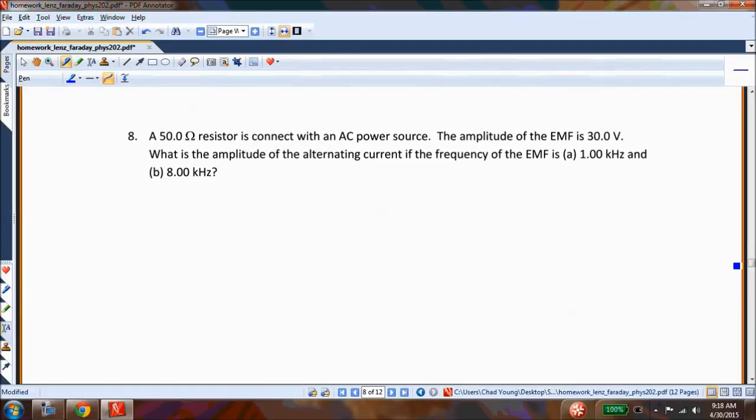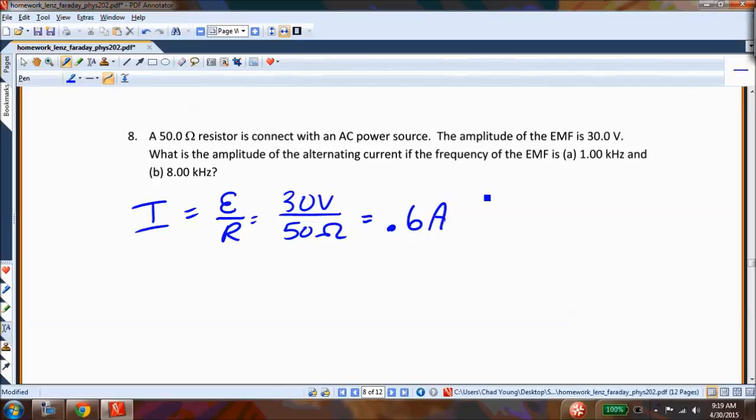Number 8, I have a 50 ohm resistor connected with an AC power source. The amplitude of the EMF is 30 volts. What is the amplitude of alternating current if the frequency is 1 kilohertz or 8 kilohertz? Well, this is a very simple question because the current in a resistor is not affected by the frequency. So I is just simply E over R. That's going to be 30 volts over 50 ohms, or 0.6 amps, regardless of the frequency, either 1 kilohertz or 8 kilohertz.